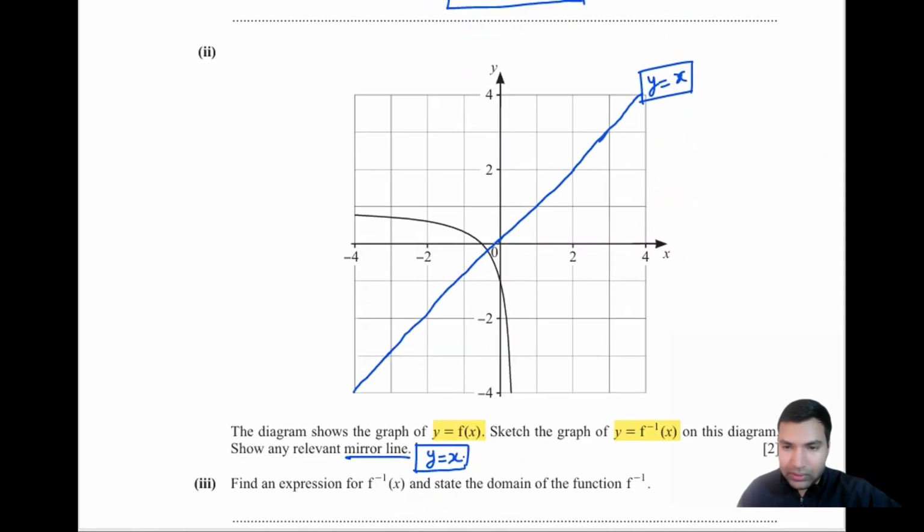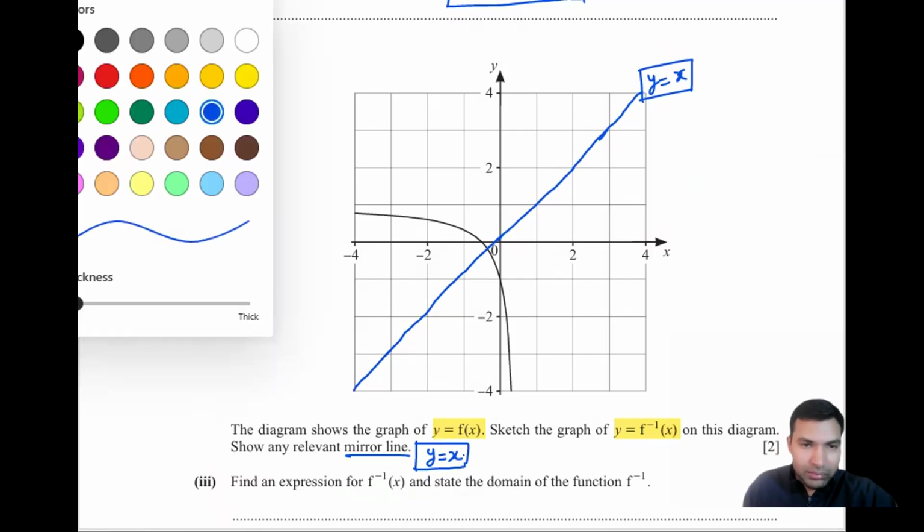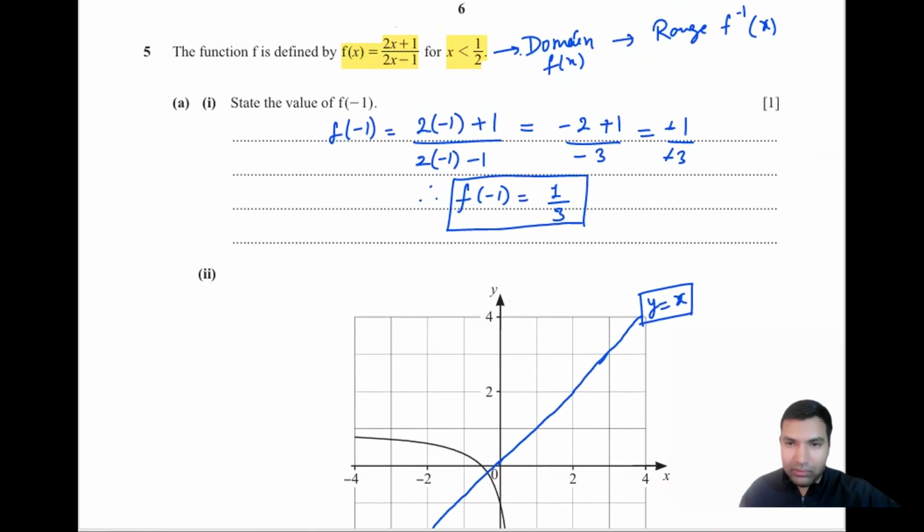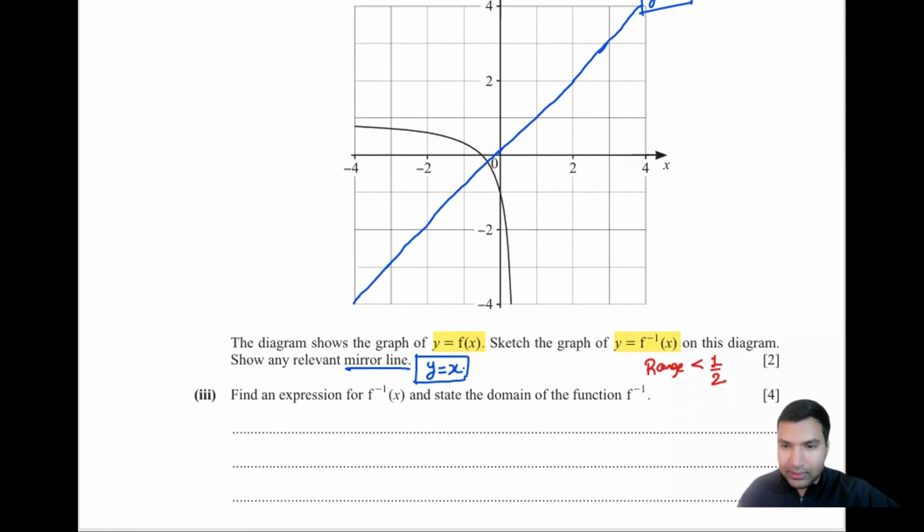So now my new function f inverse, let me write it down. What will be the range of f inverse? The range would be less than 1/2 because the domain of f of x was less than 1/2. So the range will be less than 1/2. I hope you are understanding this concept. Okay, so now I know that this is y equal to 1. So where will y equal to 1/2 be? So 1/2 will be somewhere here. Okay, this is y equal to 1/2.